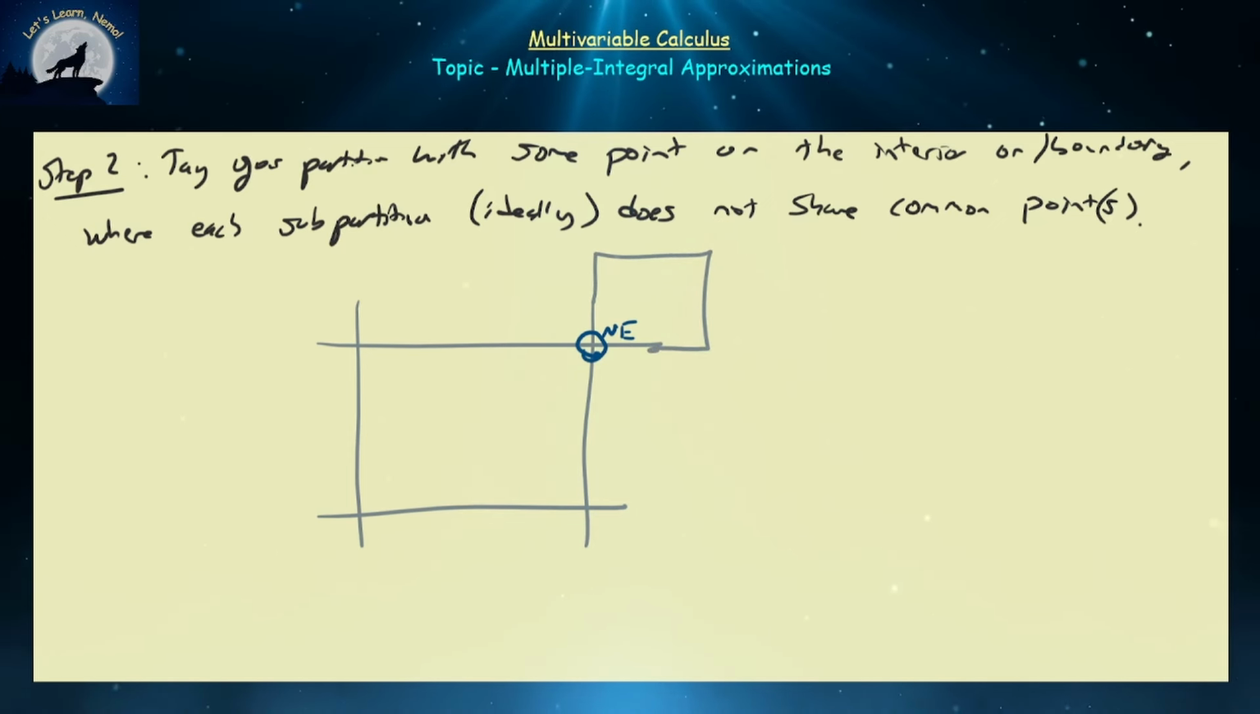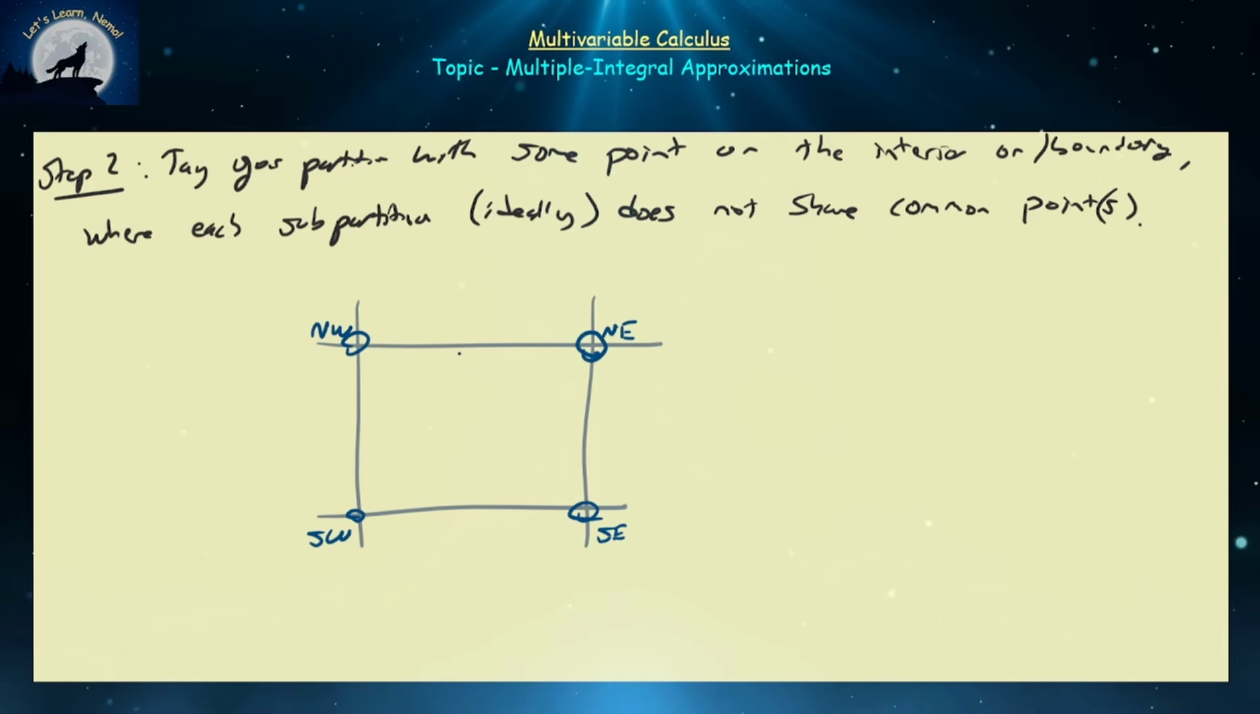Do not choose the southwest corner of that box, because that's going to be the same thing as the northeast corner of this box. So that's what I mean by do not choose the same exact point, ideally, for adjacent subpartitions. Right? So we could choose any point on the boundary or the interior. For example, we could choose the northeast, the northwest point. We could choose the southwest point, and we can also choose the southeast point. So those would be the intercardinal points that you could choose.